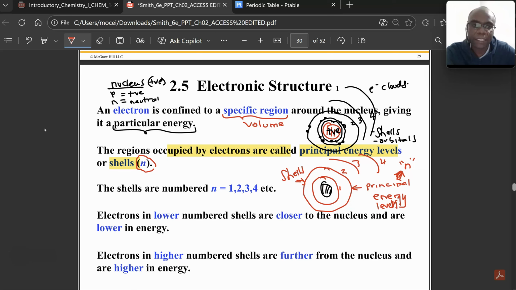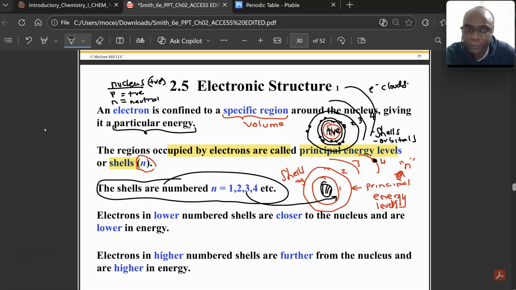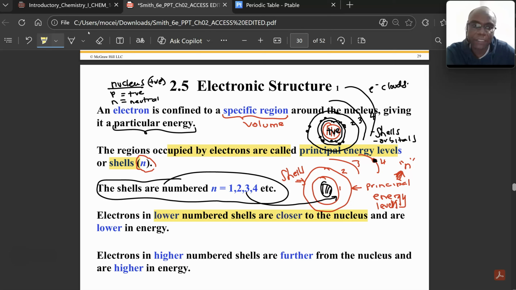The farther the electron is from the nucleus, the easier it's going to be lost to another element. So the energy shells are numbered 1, 2, 3, 4, as I've shown with the red lines, starting from the one closest to the nucleus. Electrons in the lower numbered shells are closer to the nucleus, so you start numbering from the shell closer to the nucleus. So electrons in lower numbered shells are closer to the nucleus and are stable. They are lower in energy, they are not easily lost.